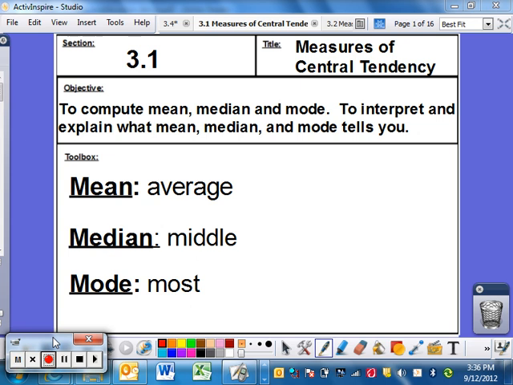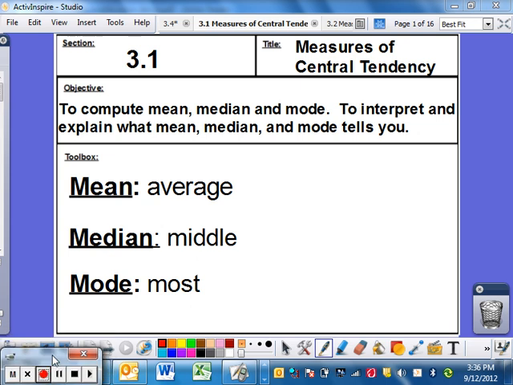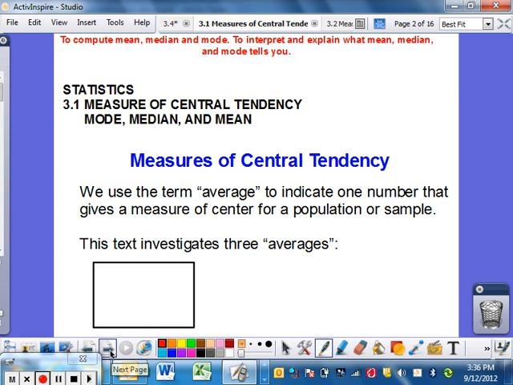But anyway, 3.1 is all about measures of central tendency. All that means is mean, median, and mode. Whenever I say what is the measure of central tendency, you have to tell me which one is the best. We use the term average to indicate the one number that gives the measure of the center of the population or sample.